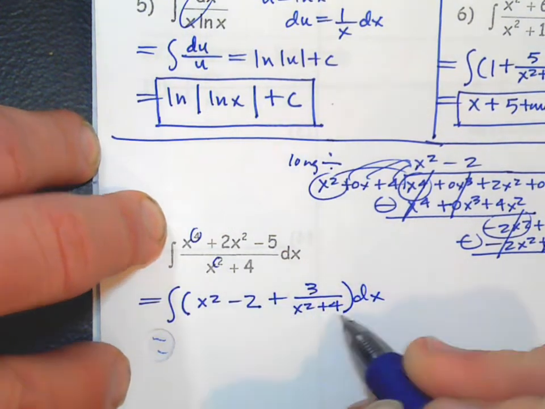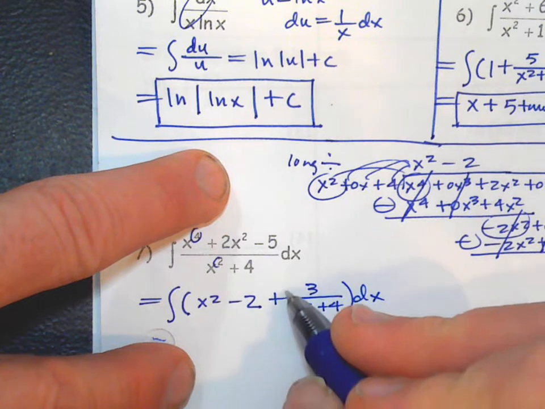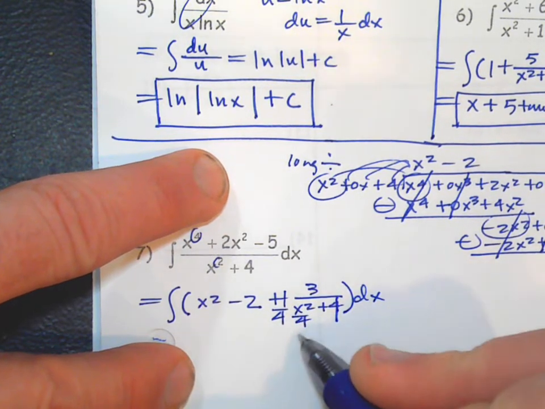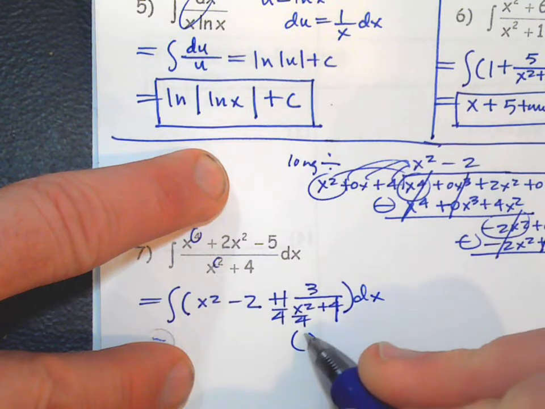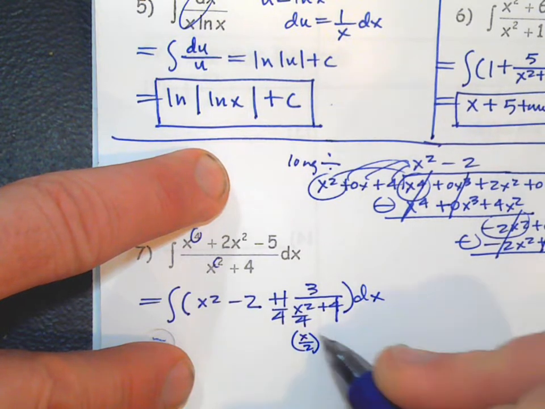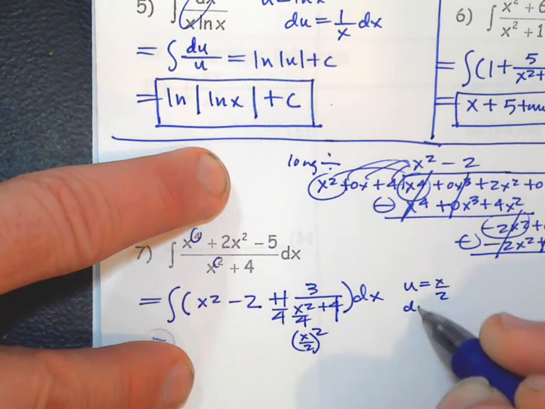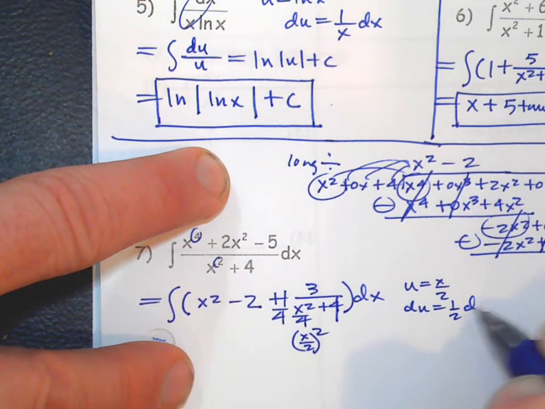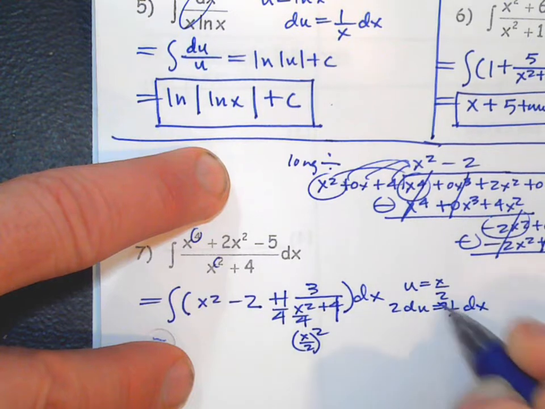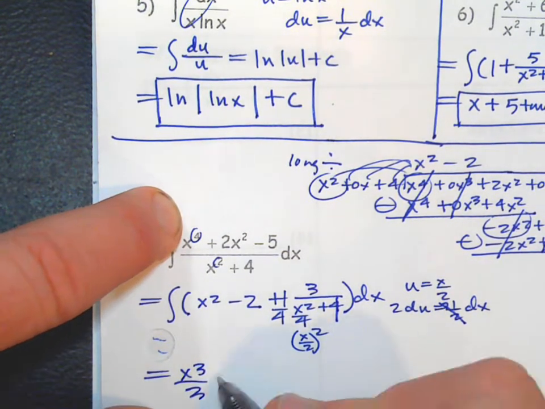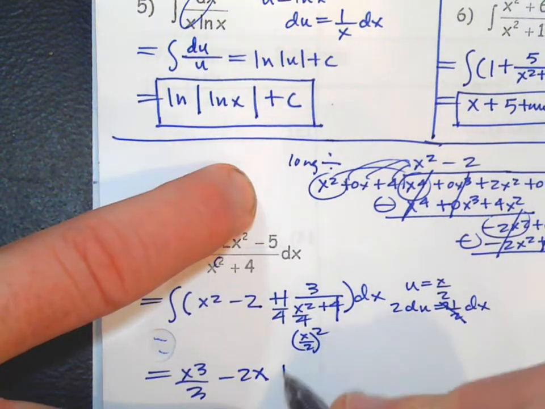And these are going to be easy to integrate. This, we need to factor a 4 out to make that a 1, because this is going to be tangent. It's going to be x over 2 squared. So it's going to be u equals x over 2, du equals 1/2 dx. I don't want the 1/2. So this is going to be x cubed over 3 minus 2x on their own plus 1/4.